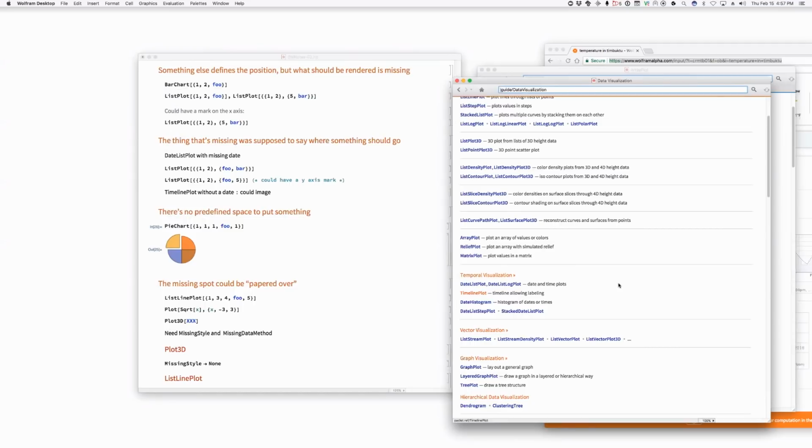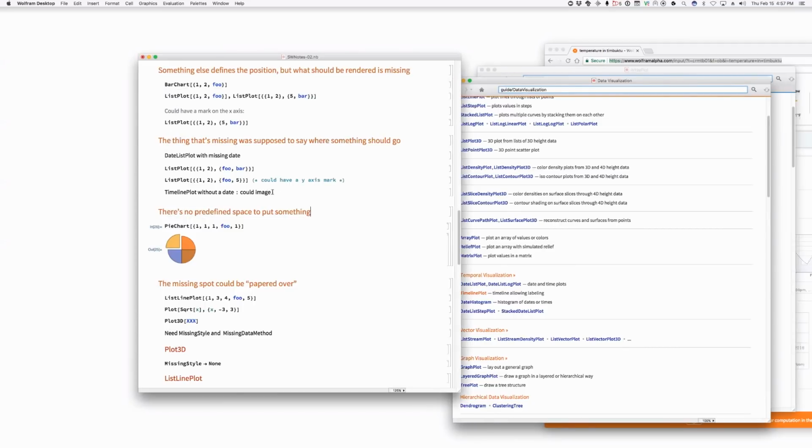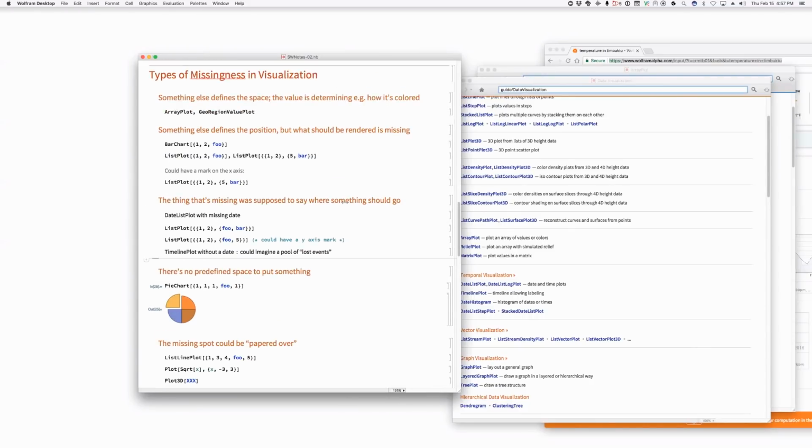Okay, so we're talking about timeline plot. One could imagine a pool of lost events, so to speak. You know what I'm saying? Just like we have a legend, we could imagine a pool, insofar as the timeline plot has the battle of such and such of unknown date. You can just imagine stacking them up somewhere, obviously disconnected from the timeline, like at the end of the timeline. I'm almost wondering if you'd have to stick them off into a legend or something to really make it obvious what's going on.